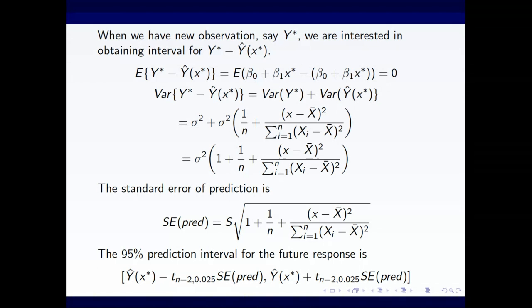Let me say it here. We first have data. Let's say we have data, xi, yi. And we estimate theta 0 and theta 1. So we have a model.